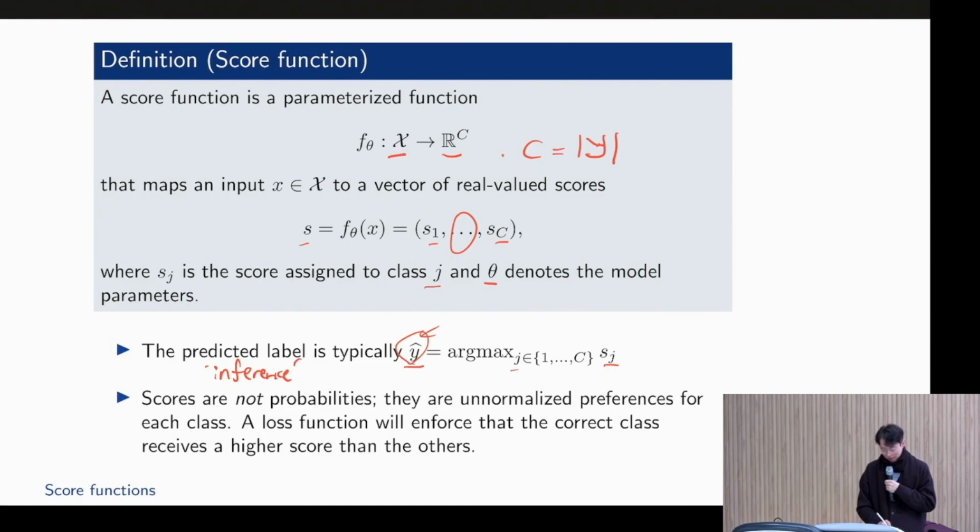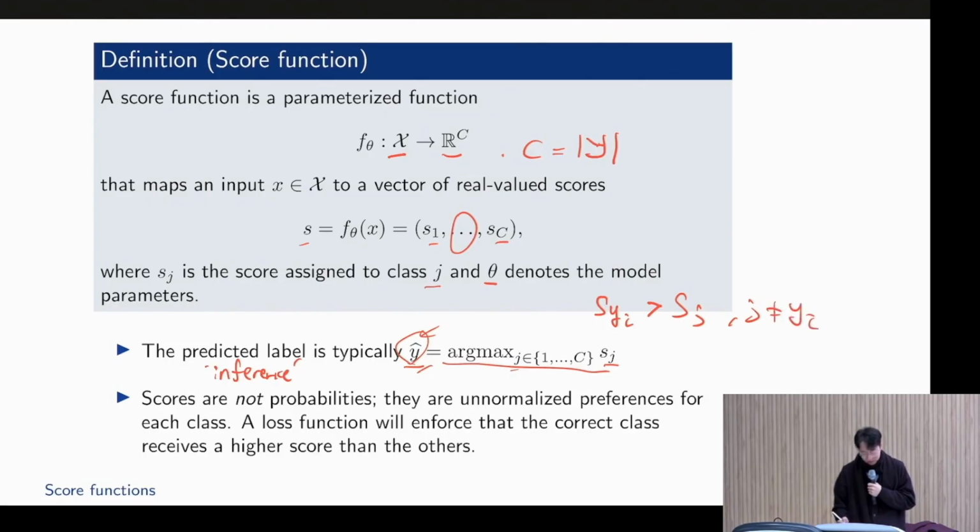Because we're going to predict based on this logic here, we want the score for y_i to be greater than the score for all other classes j, such that j is not y_i. And note that these are not necessarily probabilities. They are unnormalized preferences for each class.